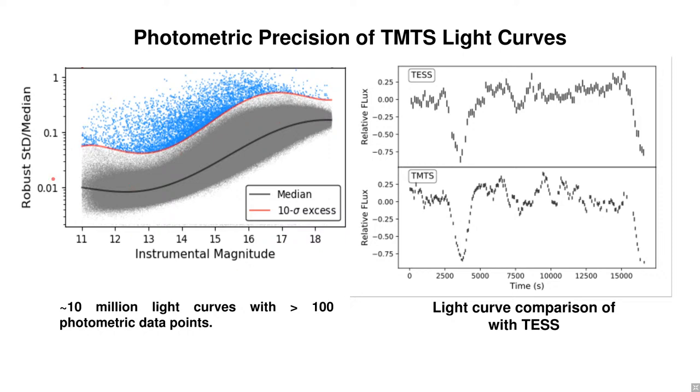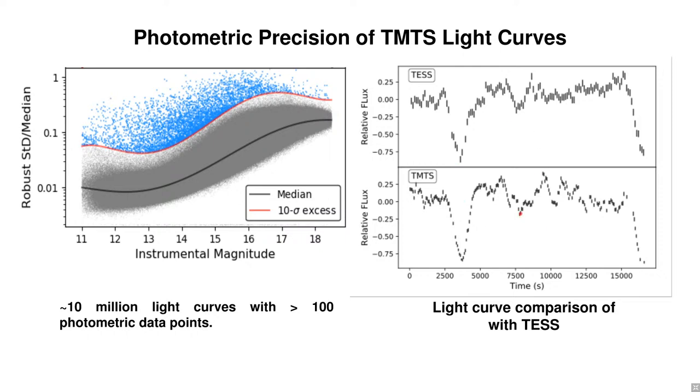That's the photometric precision of TMTS light curves. So you can see for bright stars, it can have 1% photometric precision, or better than 1%. So, for example, 0.05 magnitudes precision. For faint stars, for example, for 18 magnitudes, we have a precision of 0.1 magnitudes.